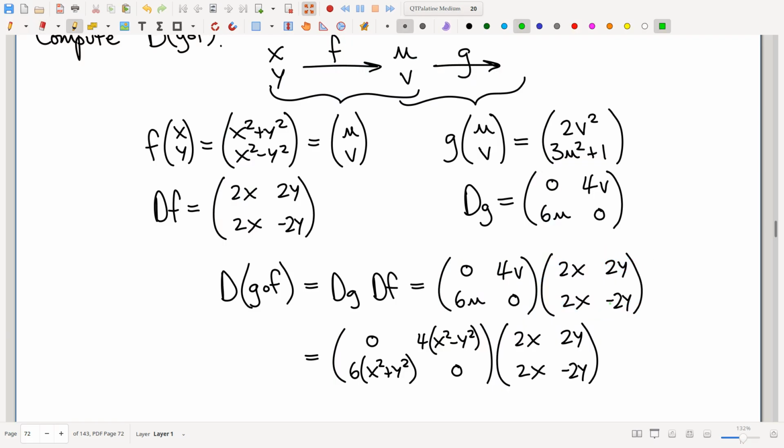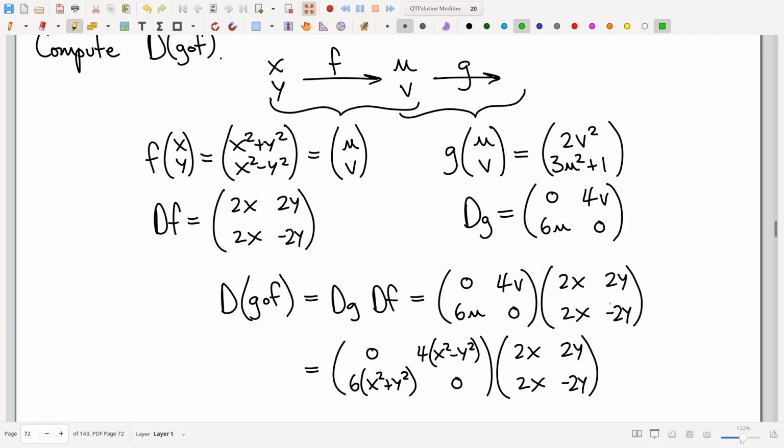By the way, let's talk through the plug-in a little bit. What am I going to do with this u right there, for example? Well, don't forget where it came from. u was the first input variable to g. That means that it's also the first output variable from f, which means it is x squared plus y squared, and you just plug in accordingly.